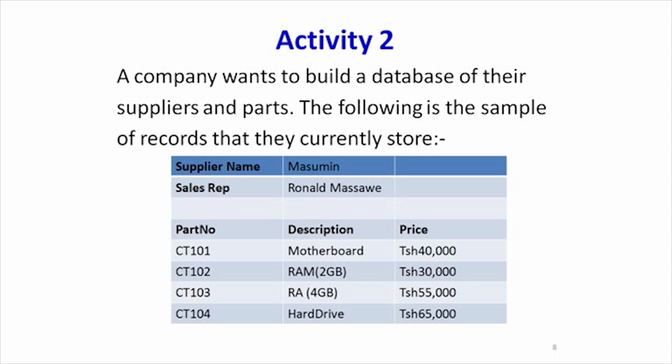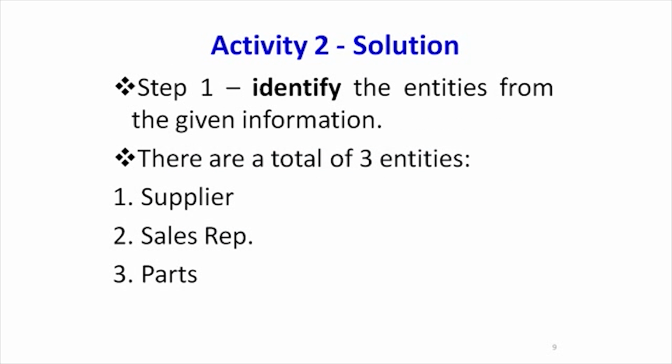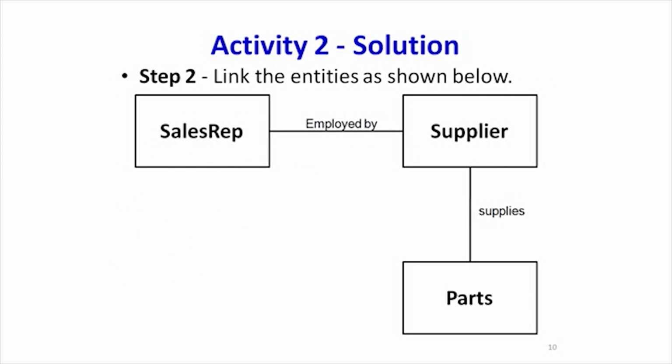Now let's develop an entity relationship diagram. The first step, you need to identify the entities from the given information. There's a total of 3 entities. There's supplier, there's the sales rep, and parts. Step 2, remember to link the entities as shown below. There's sales rep who is employed by a supplier, and this particular supplier supplies parts to different customers.